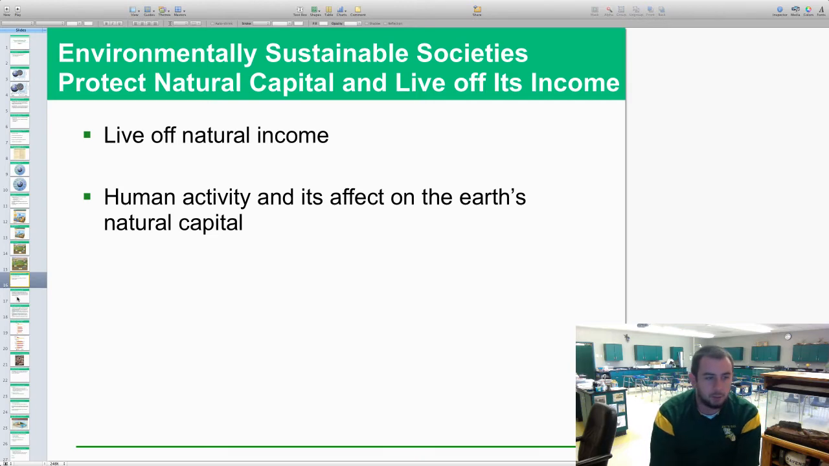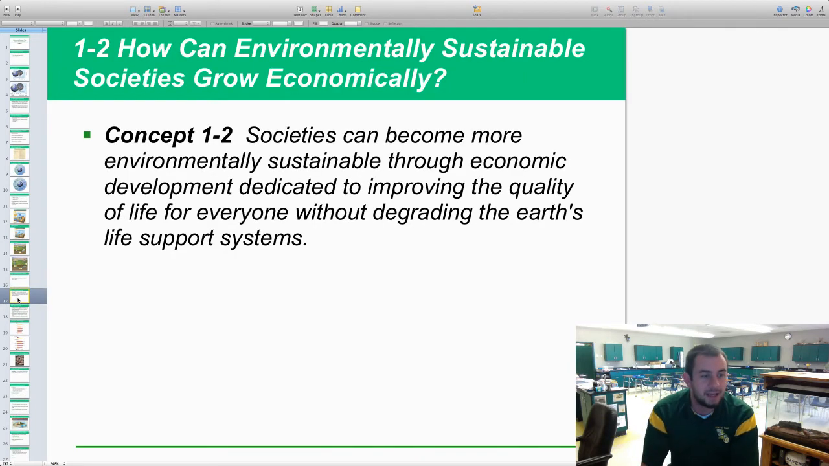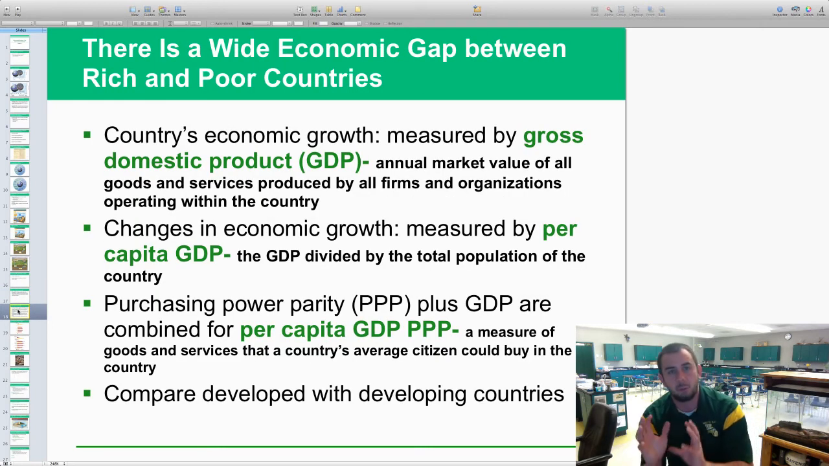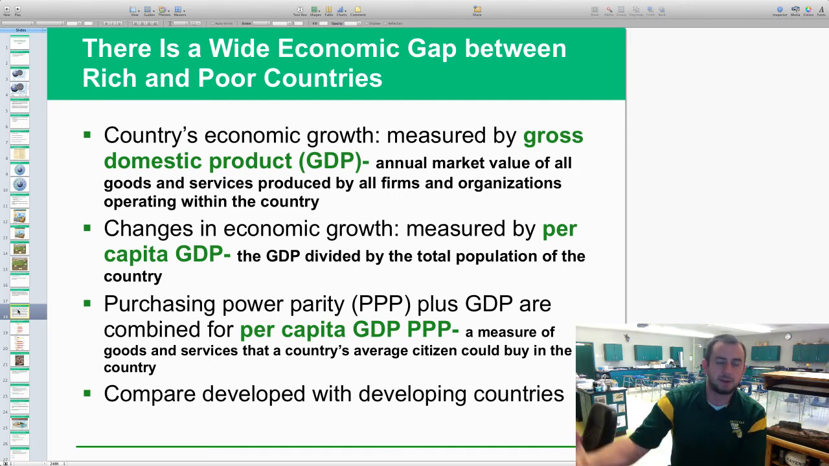So we're going to move onward to section 1-2 since it's really short, and it's all about the economy and how environmentally sustainable societies can grow economically. So we've got to think about a couple of terms, and obviously there's a wide economic gap, which is probably my biggest issue with environmental science, is that we have very rich countries and very poor countries, and you can see the difference by a couple of these terms that I definitely want you to know for an upcoming quiz as well as long term.